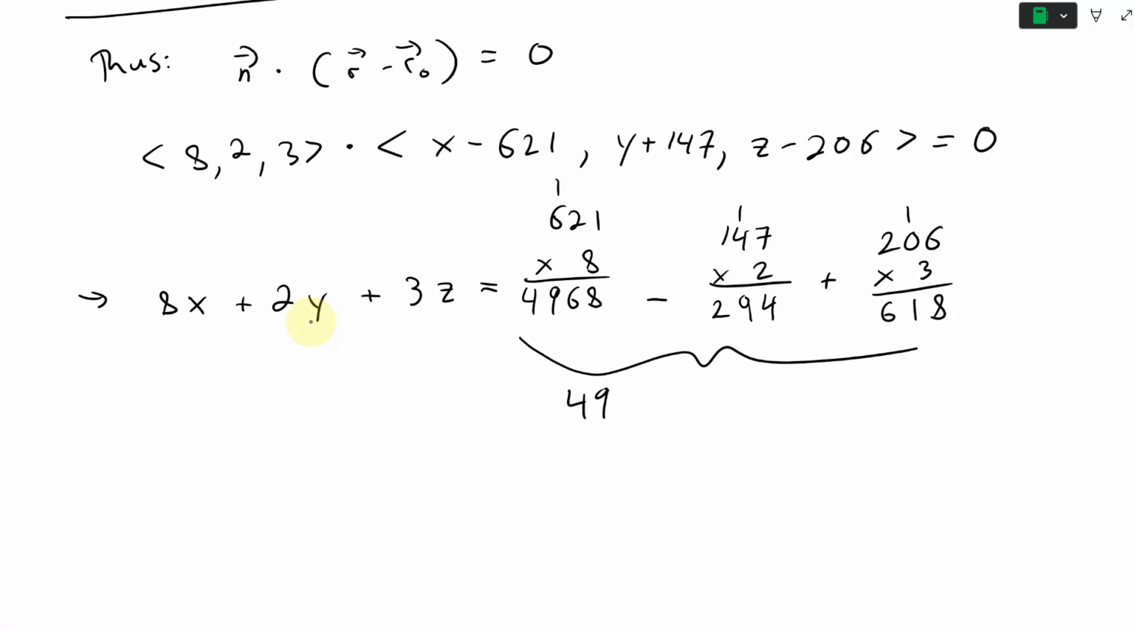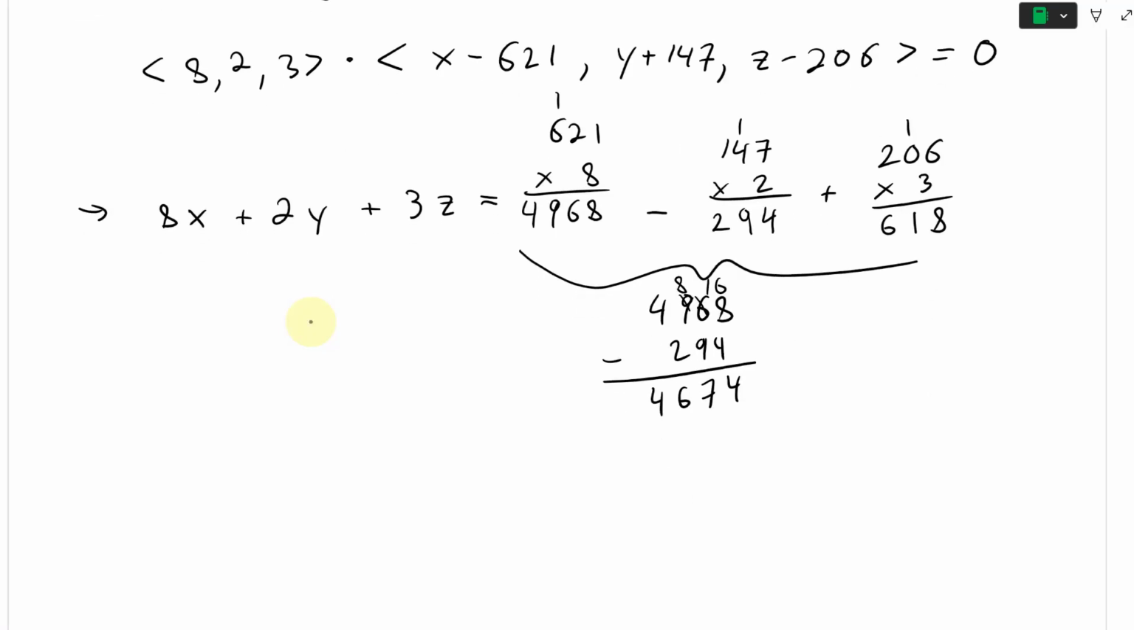So for the next one, let's put this like this, actually. 4968 minus, let's go, 294. This is going to be, well, subtract: 8 minus 4 is 4. This is 16, this becomes 8. 16 minus 9 is 7. 8 minus 2 is 6. 4 minus 0 is 4. So 4674. And the next one, plus 618.